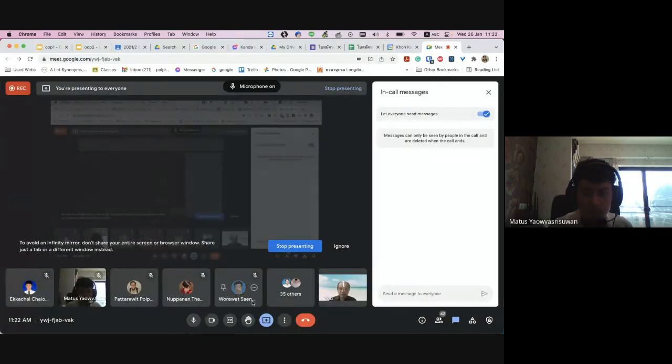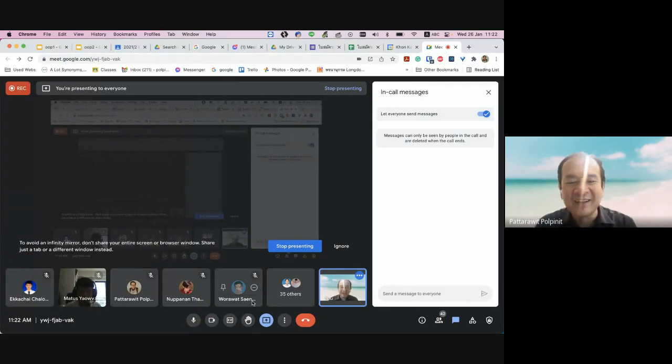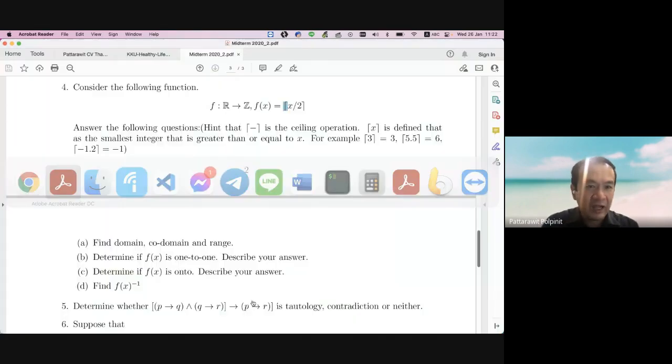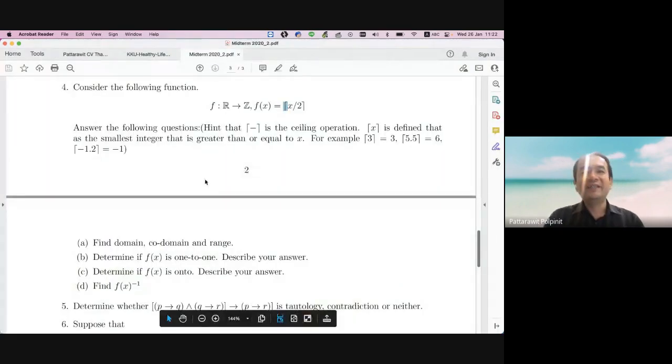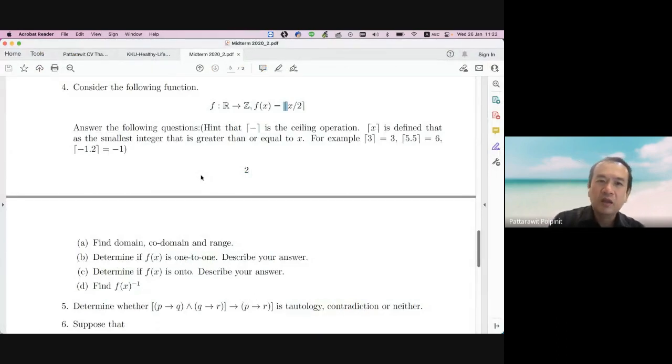Oh, it seems my hand touched it. Let's see some examples from the midterm exam last year. So this one, you are given a function, let's say function f, from the set of real numbers to the set of integer numbers, which means that you can plug in any real number, but what you get out from this function is an integer number.